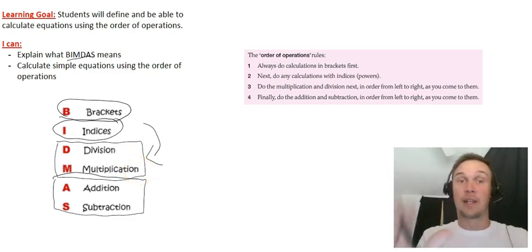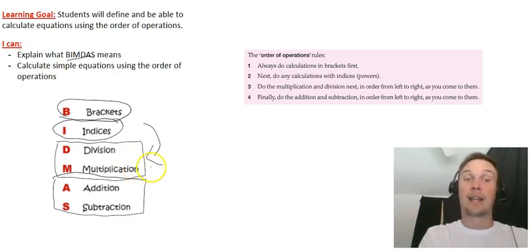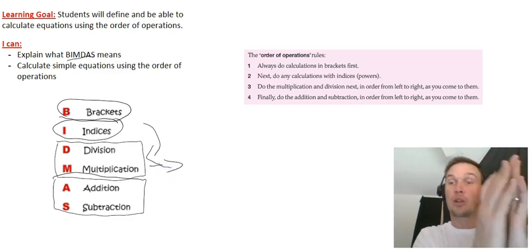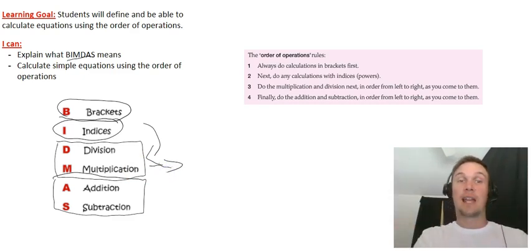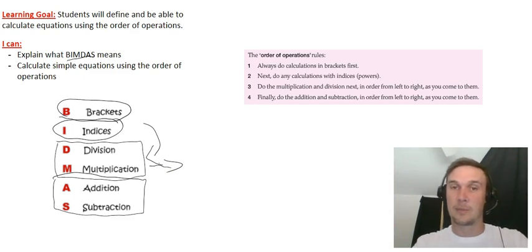If you see they're both on there, you have to make sure that you do it from left to right, so going in the order that we usually do it. The same also occurs for addition and subtraction, and that's what this number 4 step is. Finally, do the addition and subtraction in order from left to right as you come to them.